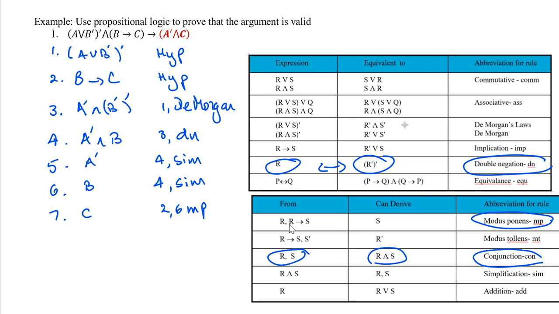The next step, which is the last step, is that I'm going to say not A and C is true because of 5 and 7, and what we're going to use here, as we stated earlier, is conjunction. Because each one of them is true, the combination with an and is true. And this is how we do this proof. Let's see another example.